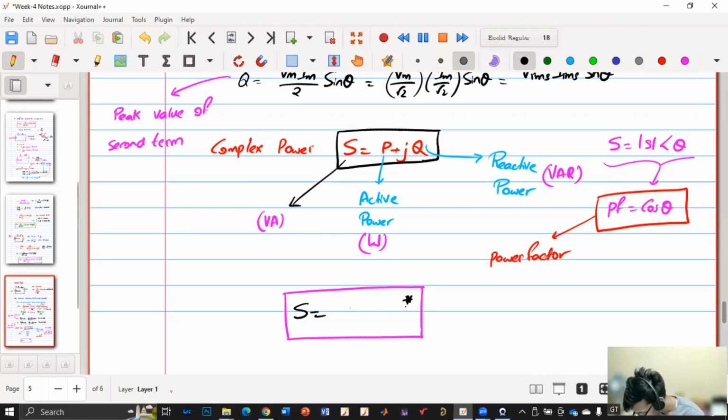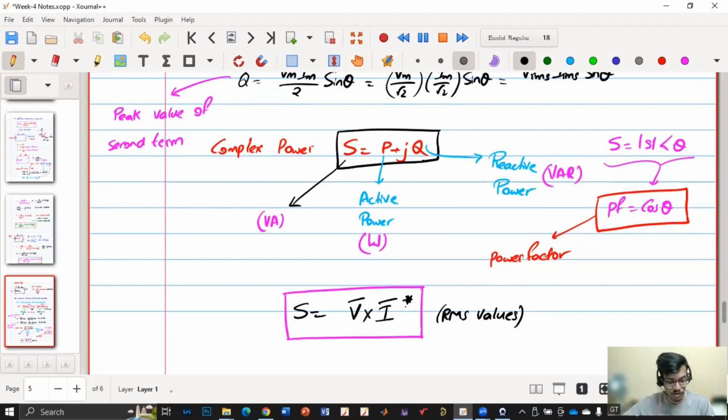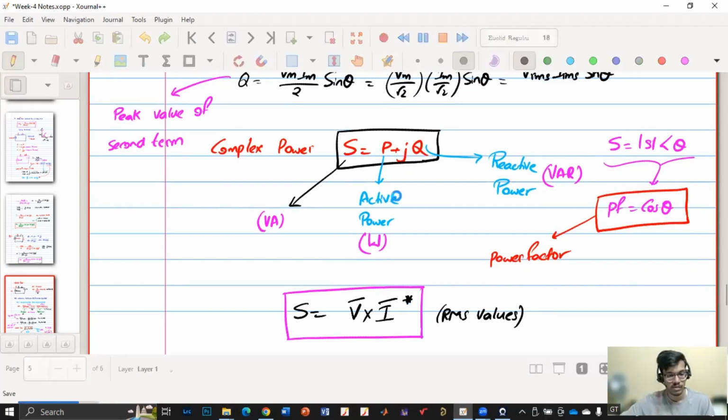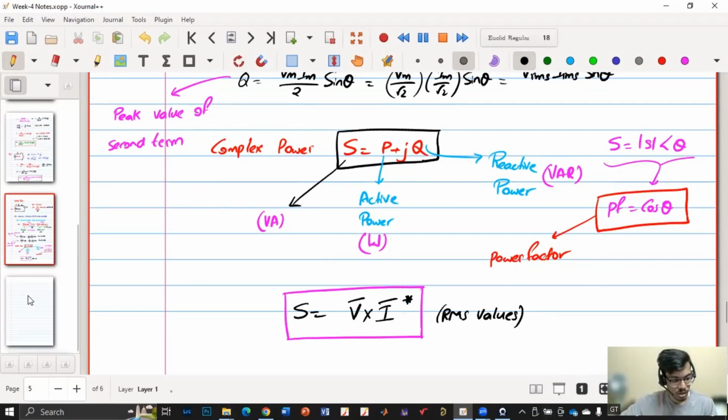So it is V phasor into I phasor star. So V into I phasor star, and we have to consider only the RMS values because we are only interested in the RMS values. So this is the summary of what we have discussed today. So now let us quickly go into the problem solving session.